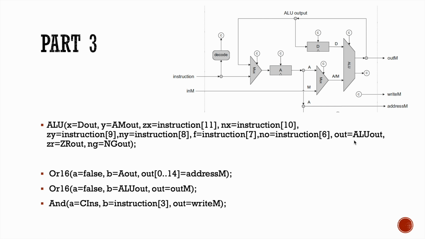And in the following code, there's OR16 and an AND gate. So there are two OR16s. The first OR16 basically determines the address of the write operations, and the second one determines the content in the data memory. And the last one, the AND, allows the CPU to write the data to the data memory.